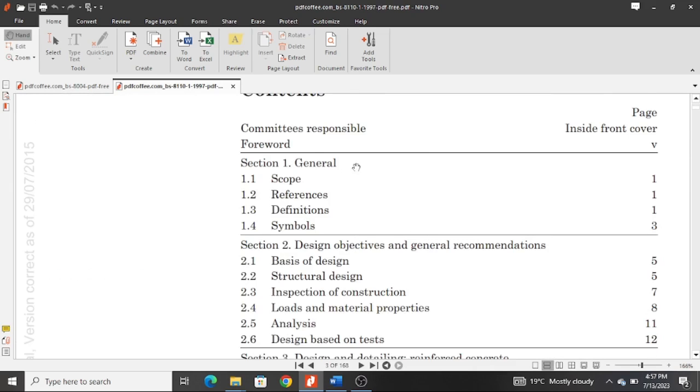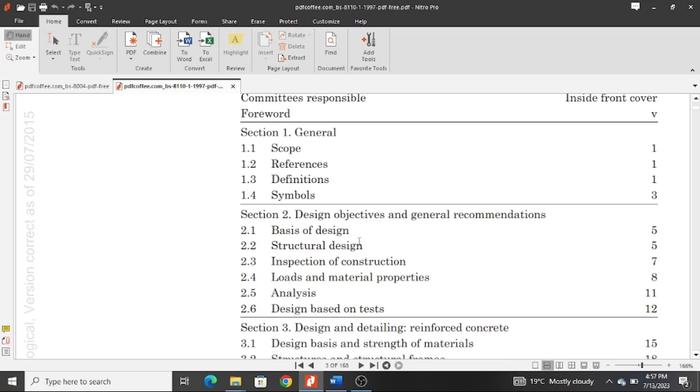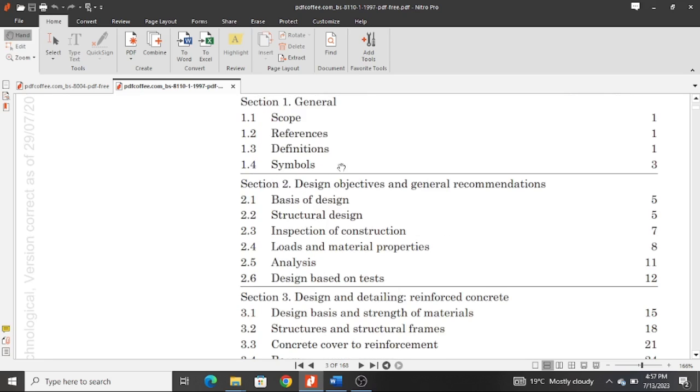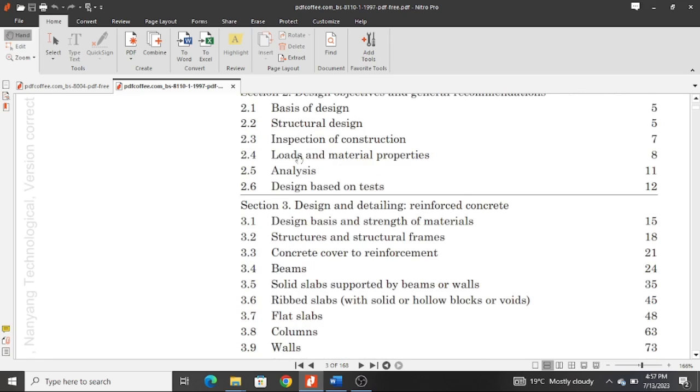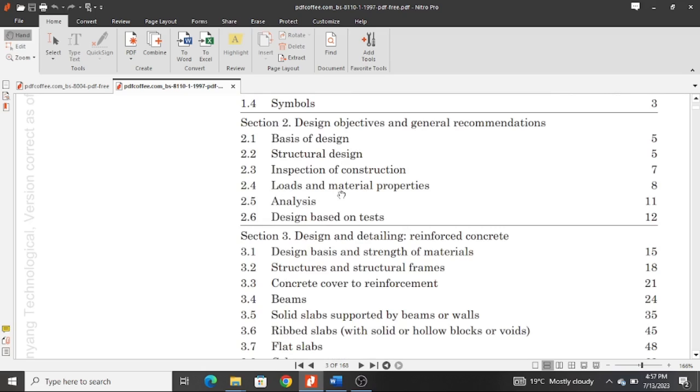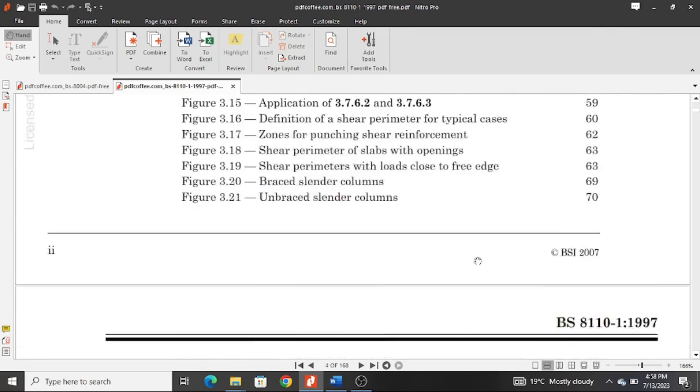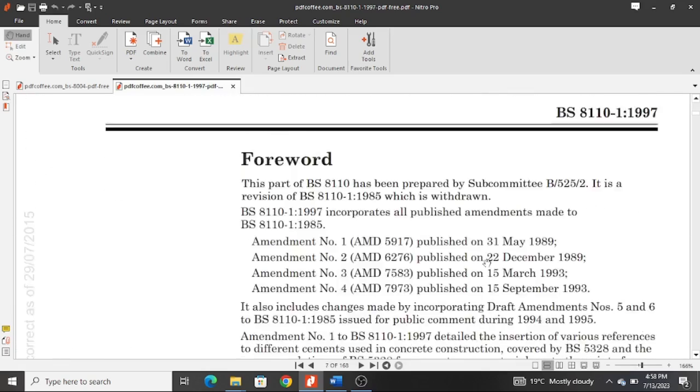You see, this is general information. Basically it's organized like the other code. The other code is for geotechnical purposes, and this is for just concrete design. So you have design objectives and design guidelines. You have them listed there. And then this also talks about loads and material properties. Page 8, I think we can rush there. I want to show you something there.